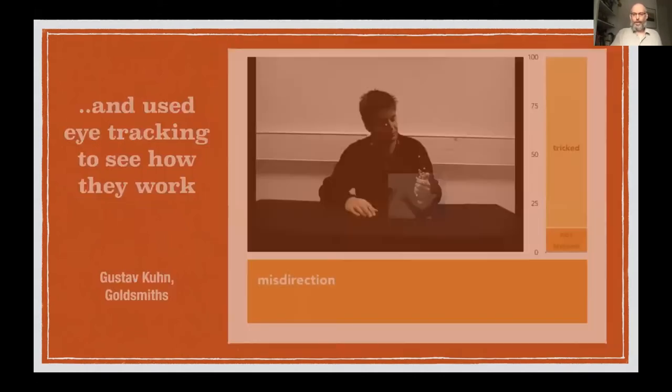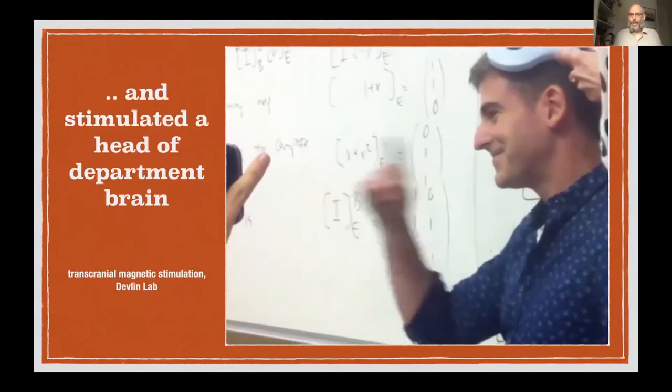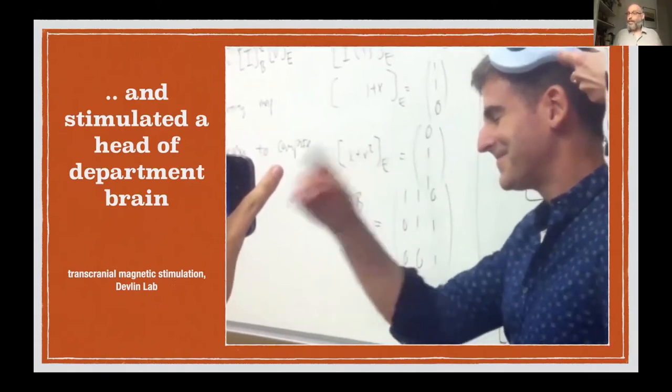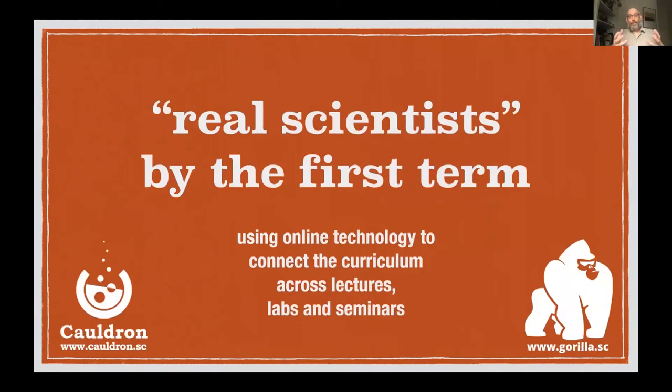We even managed to drag Joe Devlin up in front of the students and we gave a transcranial magnetic stimulation of his brain just so we could see him twitch. That's Joe for us. What I wanted to tell you about today is how we brought the research methods in through using Gorilla.